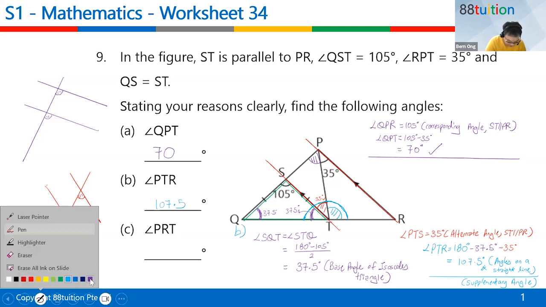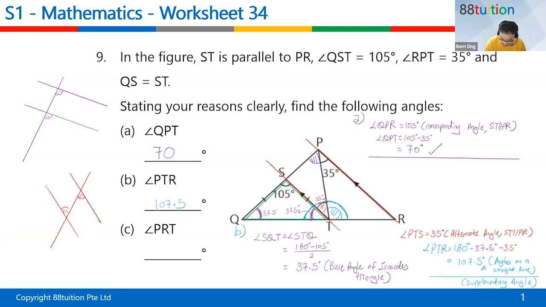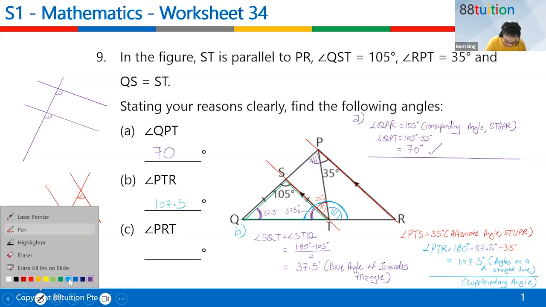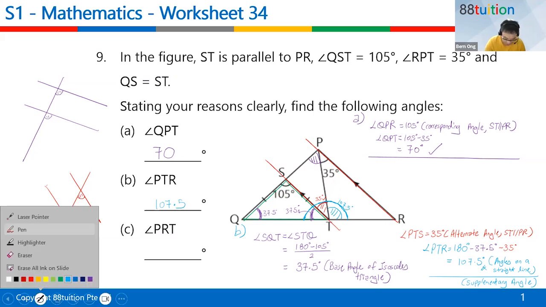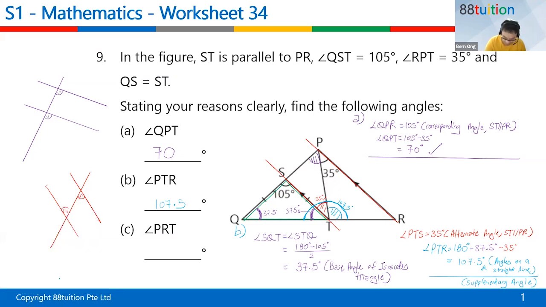On top is for part A. Whenever you get all this information, my advice to you is to put it in. So down here is 107.5. And now, what's the question looking for? The question is looking for angle PRT, down here. Isn't that simple? What do you see?